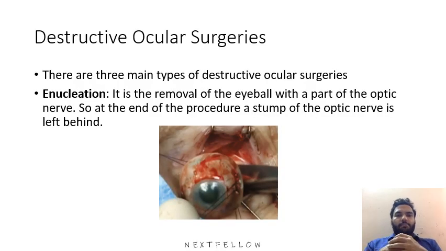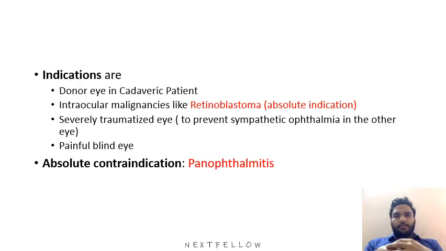Then there is the last topic, which is destructive ocular surgery. There are three main types of destructive ocular surgeries. Enucleation, which is removal of the eyeball with a part of the optic nerve, as you can see in this picture. At the end of the procedure, the stump of the optic nerve is left behind.